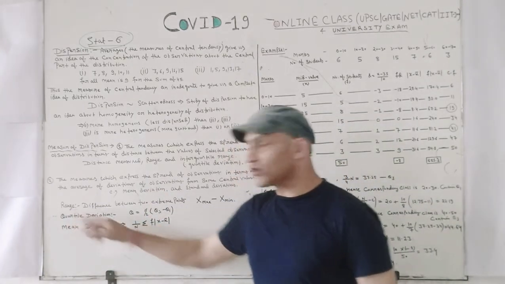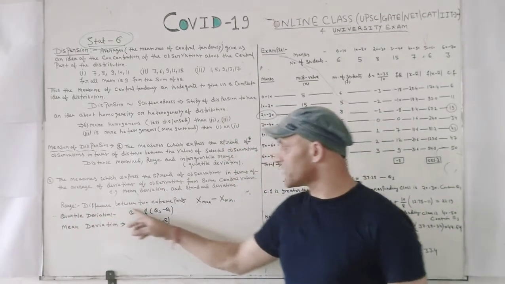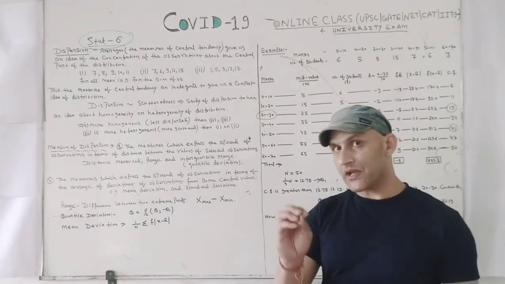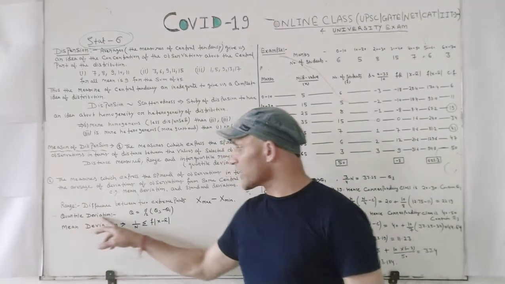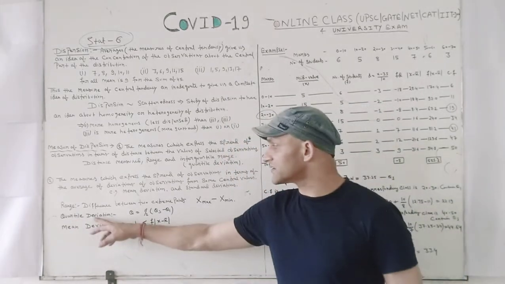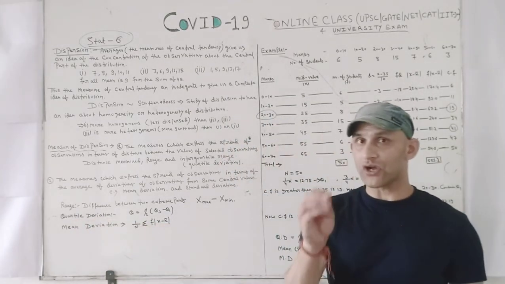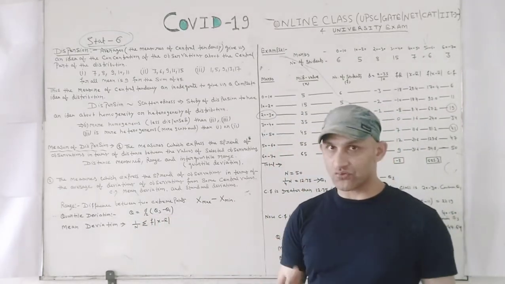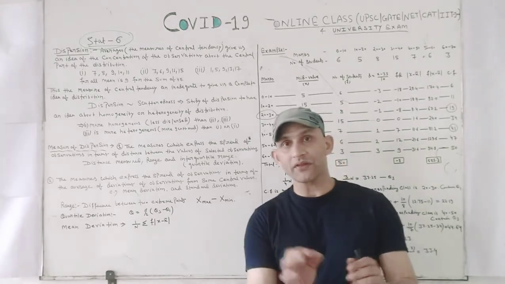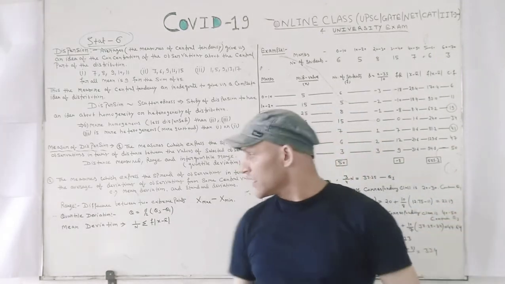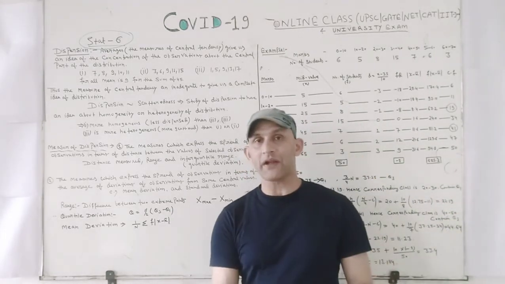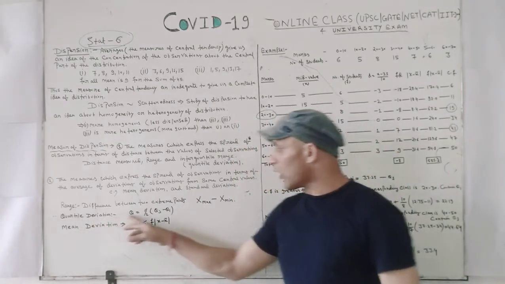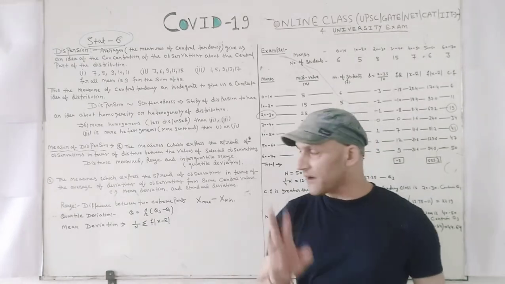Range we have already told you: range means the difference between two extreme points, x max and x minimum. The second one is quartile deviation. The formula for the quartile deviation is Q = 1/2 (Q3 - Q1). My request to everyone is to please go to the previous lecture, where we explained the quartile, percentile and decile. How to find Q3 and Q1 we have already discussed.